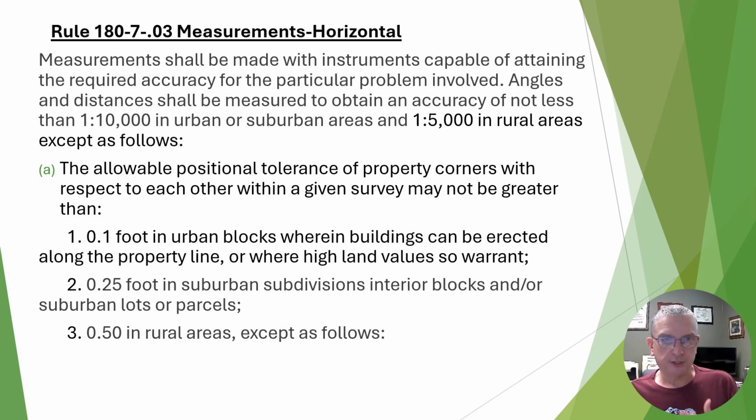So the State Board has determined that the allowable positional tolerance is 1/10 of a foot in urban blocks, urban areas, downtown. When you're in the suburbs, it's 1/4 of a foot, 0.25. And when you're in the rural areas, it's a 1/2 a foot.